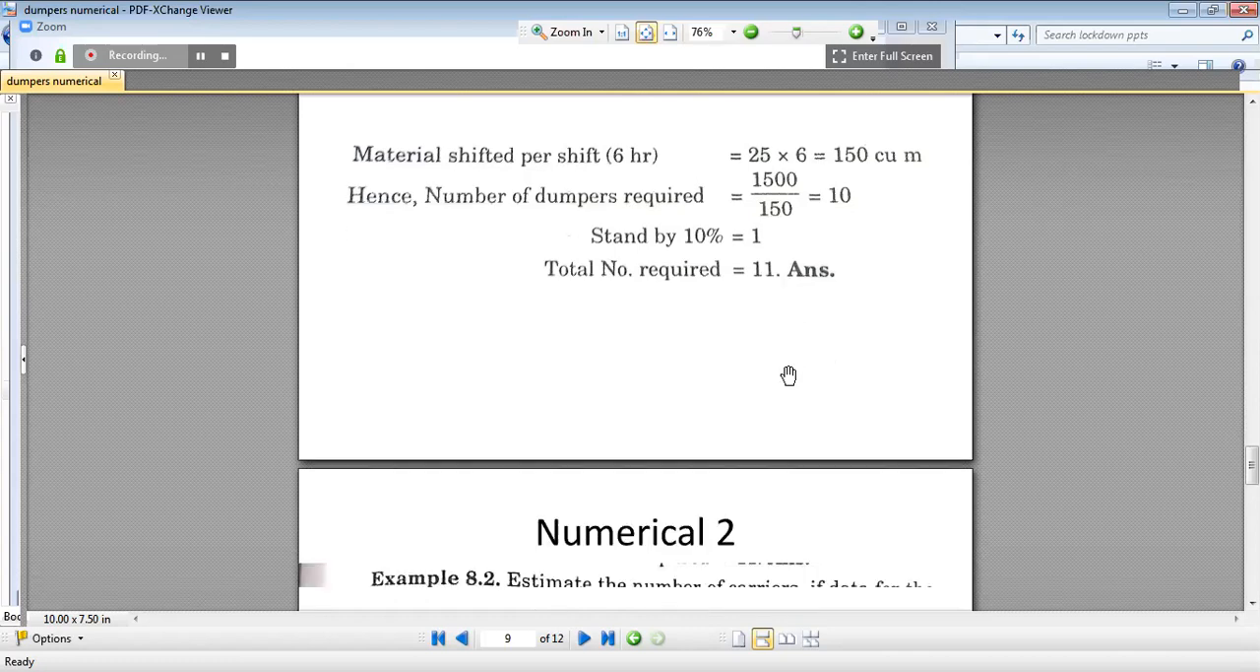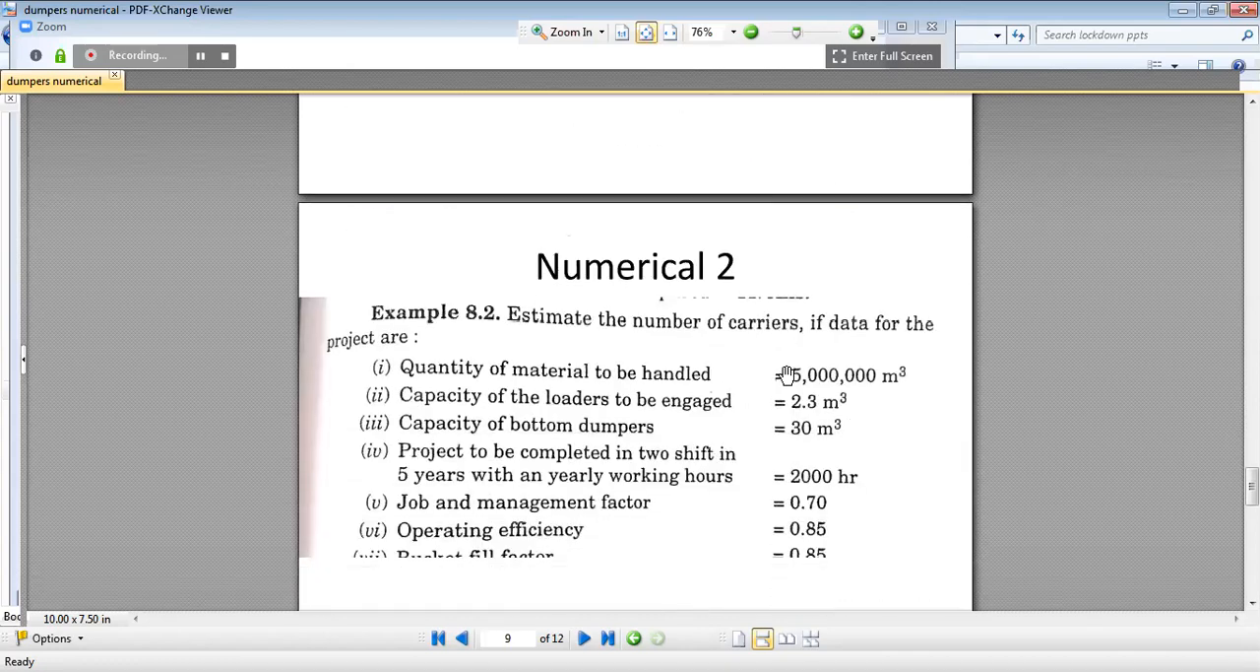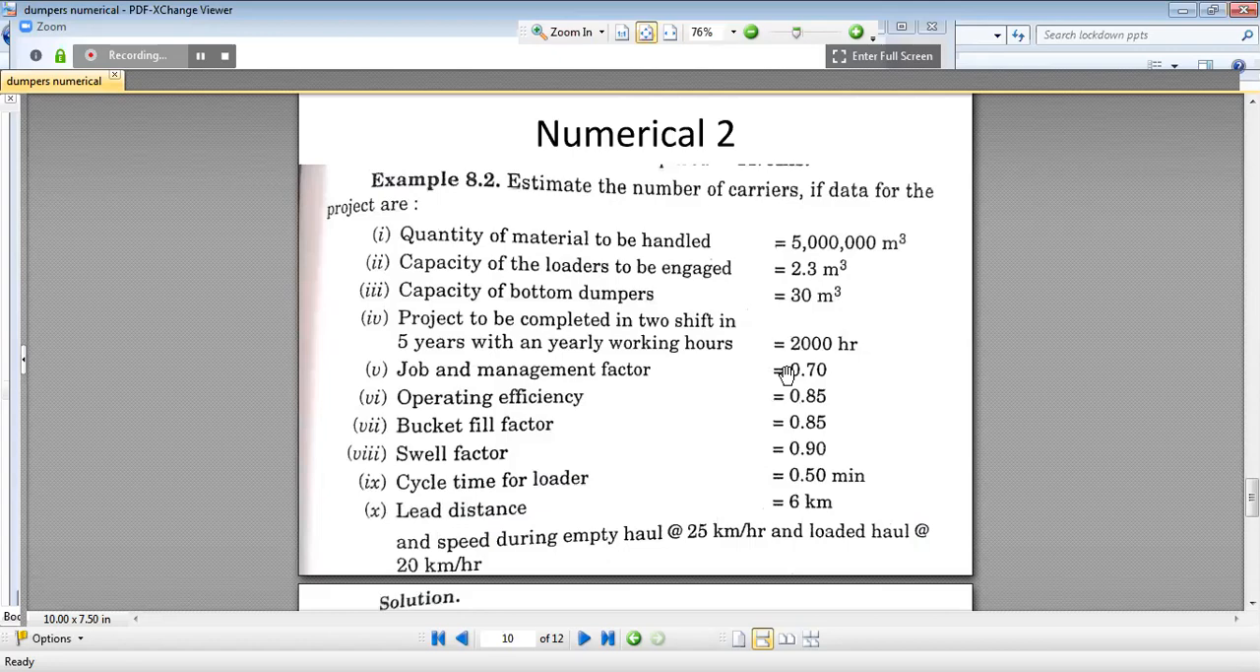This is the answer. We go to numerical 2, a bit lengthier problem. I'll just read the numerical. You try to understand it. Estimate the number of carriers. Carriers is the loader. If the data for the project are: quantity of the material to be handled, that is excavated, is 50 lakh cubic meter.